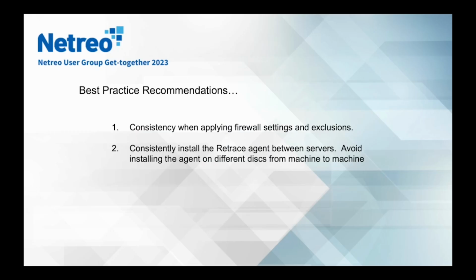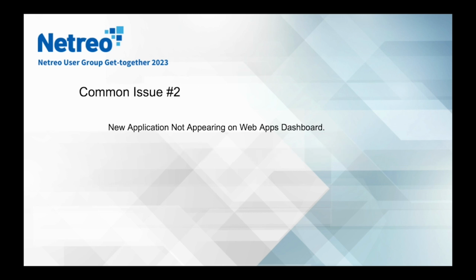In closing, when we're talking about some best practice approaches for installing new Retrace agents on new servers, there are a couple things that are good to keep in mind. First is going to be consistently configuring your firewall and IP address exclusions. Other best practice options that you can take is consistently installing the Retrace agent to the same drive on the different servers where you install.